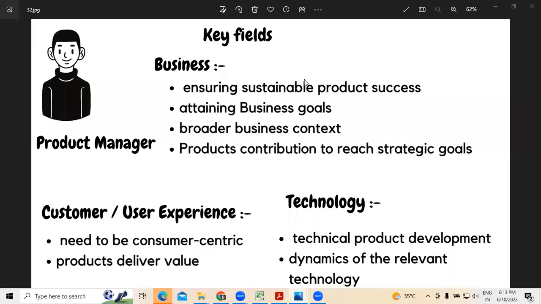Right. So whatever we have discussed in the previous one is called the responsibilities of a product manager. What are the key responsibilities on that? Now, what are the key fields one must be good with as a product manager?